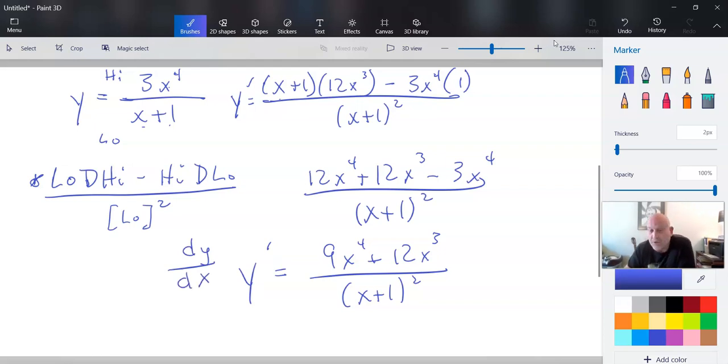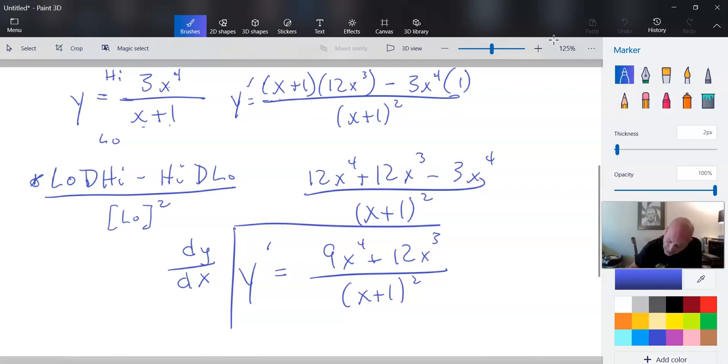Right? You could multiply it out if you want, unless there's a reason to, like you're going to be able to eliminate a factor or something like that. Then there's no point in doing it. Nonetheless, this would be our y prime. This is our dy dx. This is our derivative.